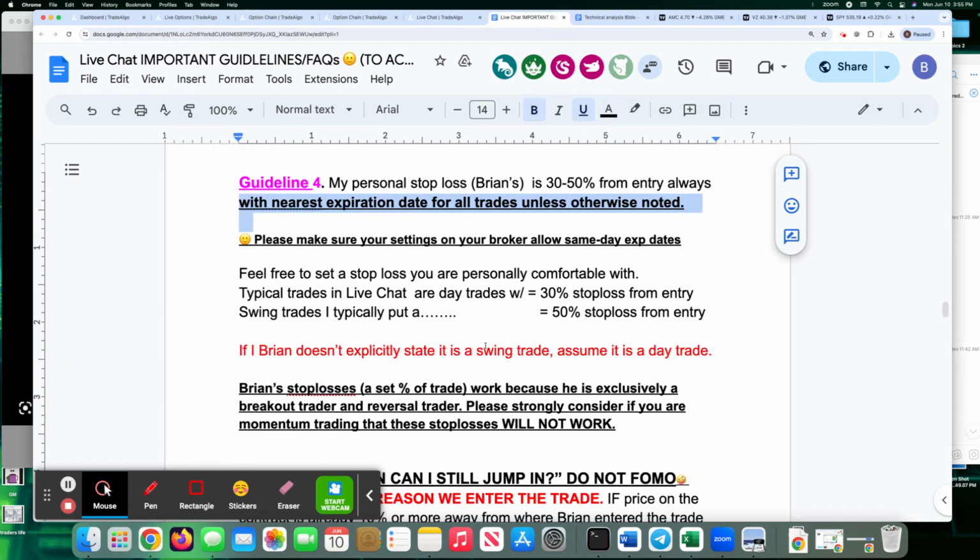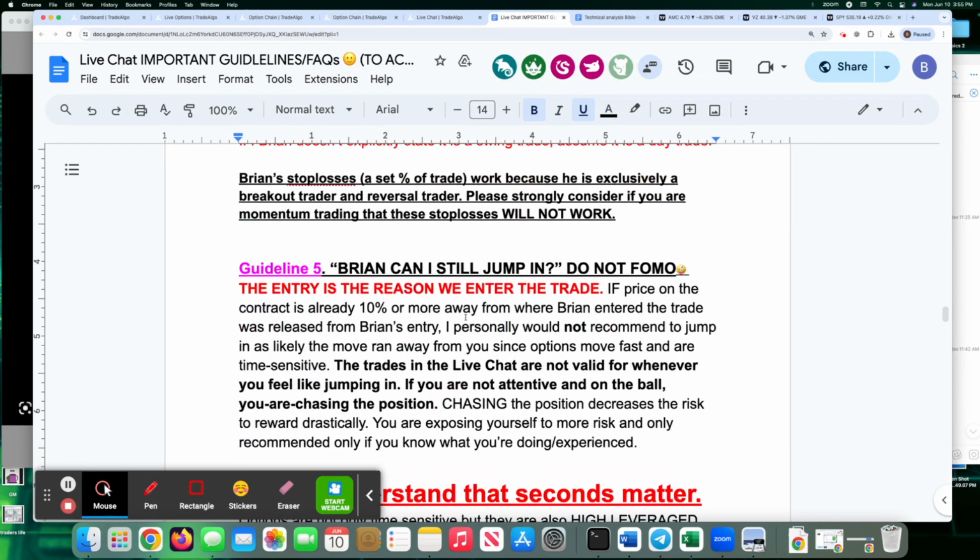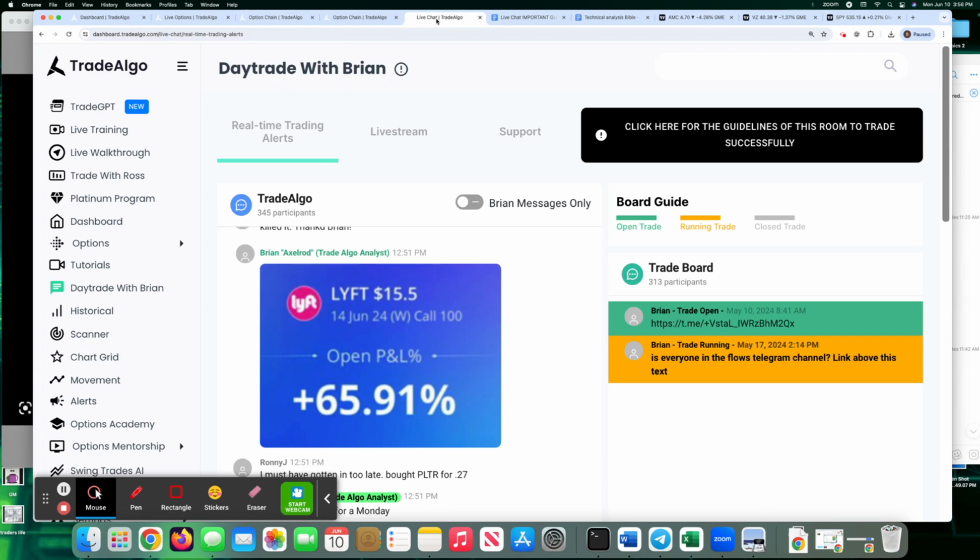Well, first off, if you knew my guidelines, which again, this is a shameless plug. I hope you guys really trade with rules. It's reckless not to trade with them. If price is already 10% or more away from where we entered, it's highly not recommended. There will always be more trades. Please don't chase. Please don't just jump in for the fear of missing out.